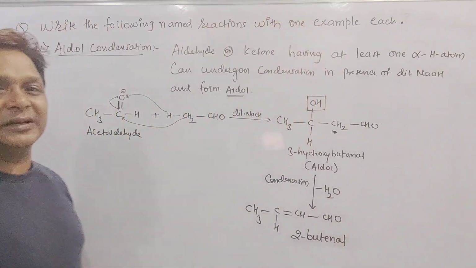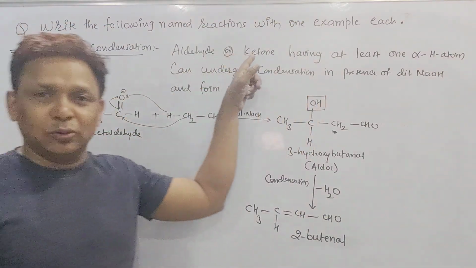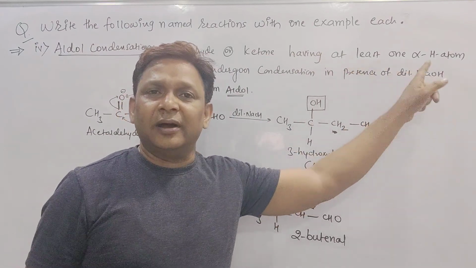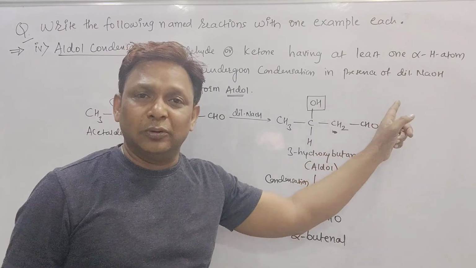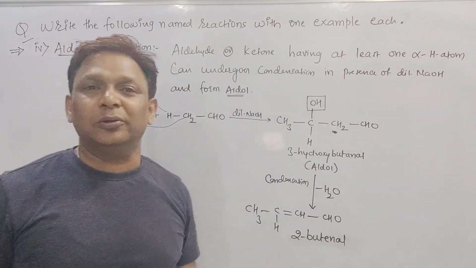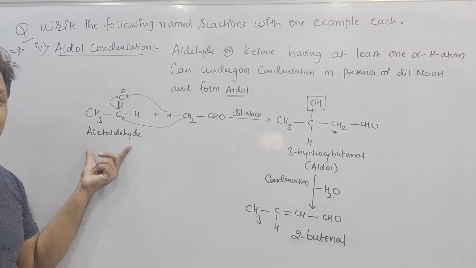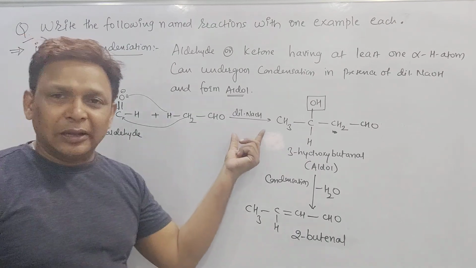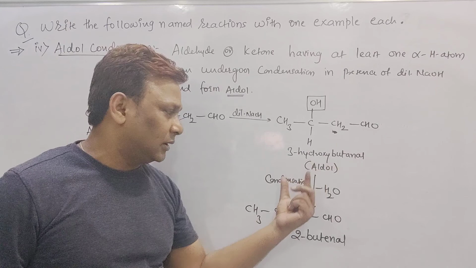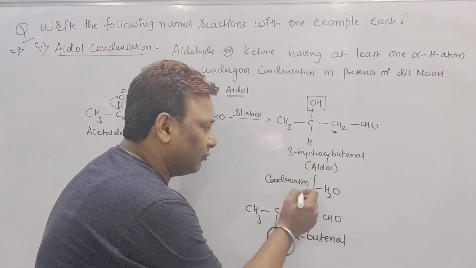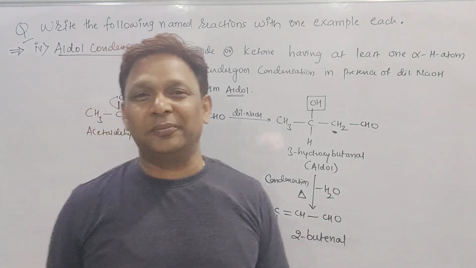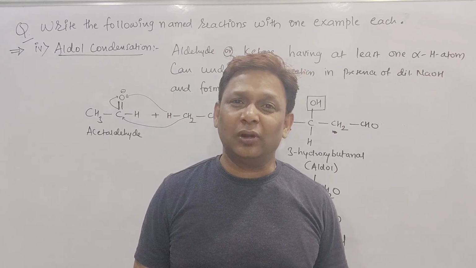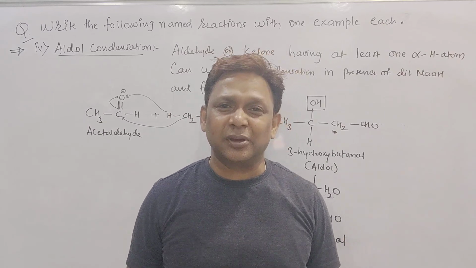Understood beta? Once again see here, an aldehyde or ketone having at least one alpha hydrogen atom can undergo condensation in presence of dilute NaOH and it forms the aldol. Right beta? Here in aldol, acetaldehyde with dilute NaOH gives 3-hydroxybutanal. On heating it will take out the water molecule and we got the aldol product. Is it clear? Check it once. So till now how many name reactions have we done, beta? 4.